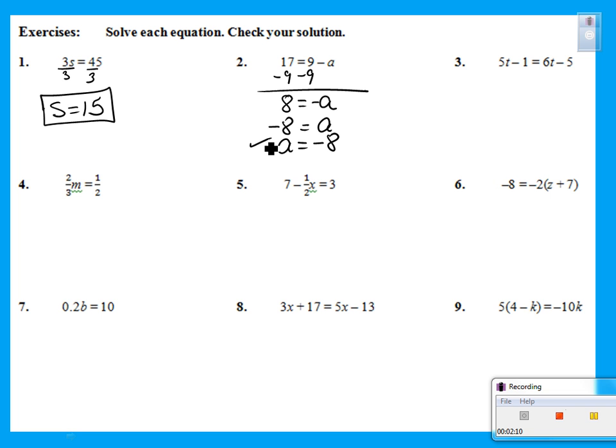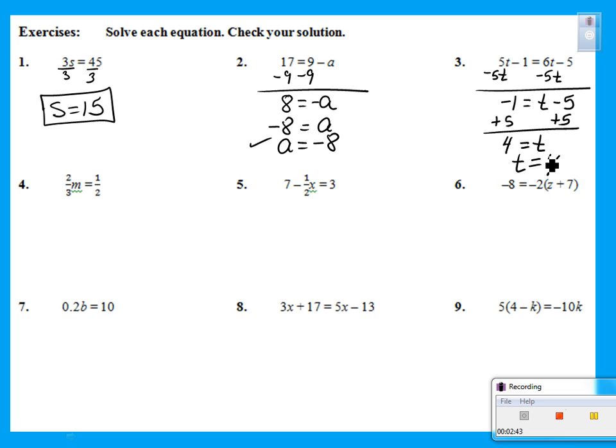On my number 3, if you have a variable on both sides of the equation, long story short, you've got to get the variables on one side and the non-variables on the other side. So I'm going to subtract 5t from the left and the right. That way, when I simplify this, I have a positive variable. I like that. Now I'm going to add 5 to both sides. So I'm going to get 4 equals t, or t equals 4. Like I said, it does not matter how you write that.